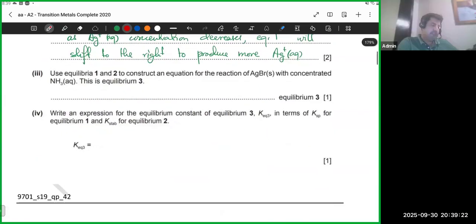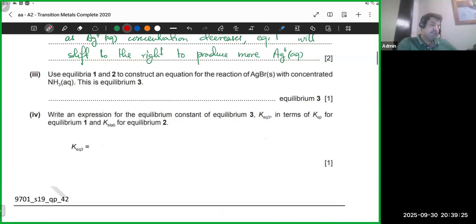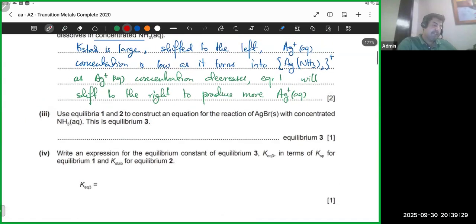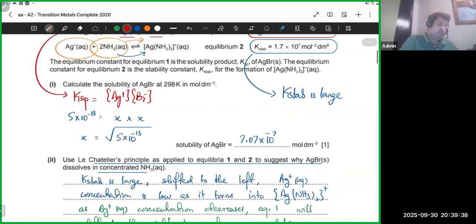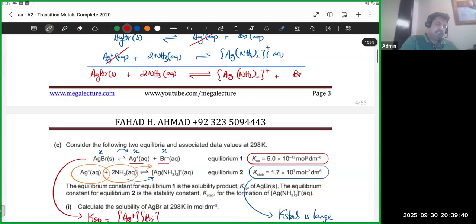And then he's saying write an expression for the equilibrium constant of equilibrium 3 in terms of KSP. So now this one is tricky. So he's saying in terms of KSP and K-stab, right? So remember, look at the 3 reactions. The third reaction is actually the combination of the bottom 2 reactions.